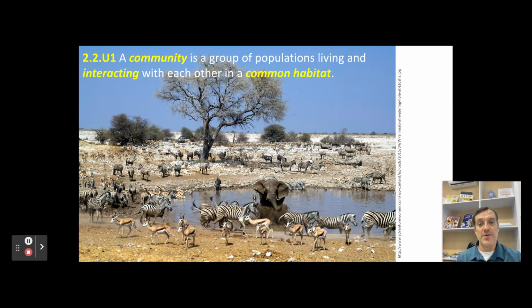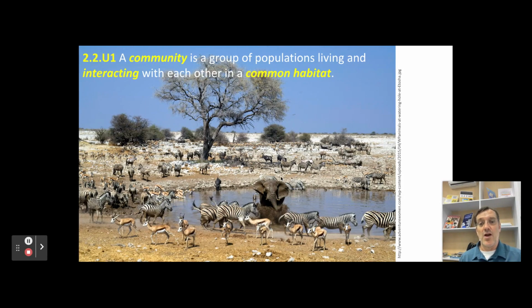So here in this image, you can see in the front, we have all of these gazelles. That's a population of gazelles. And behind them and behind the waterhole, you have a group of zebras. The zebras are all the same species, so that's a population of zebras. The gazelles and the zebras interacting with the elephants, those are different species, so those are different populations, and they're interacting with one another. Those are a community.